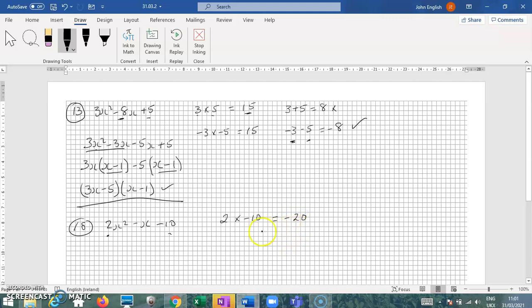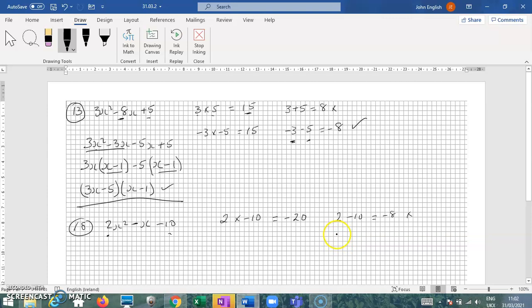Now we're looking for two numbers that, when multiplied together, give us minus 20, but when added together, give us a minus 1. Remember I told you that if there's a letter with no number in front of it, it's always a 1. So, minus 20. Well, if we put down 2 and minus 10, that's going to give us minus 8. That's no good. But what happens if we look at, say, 4 and 5?